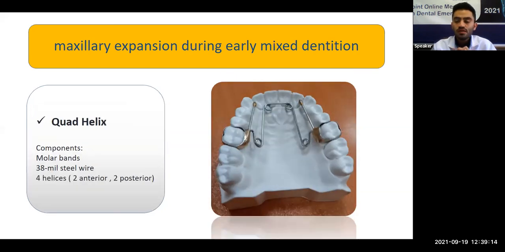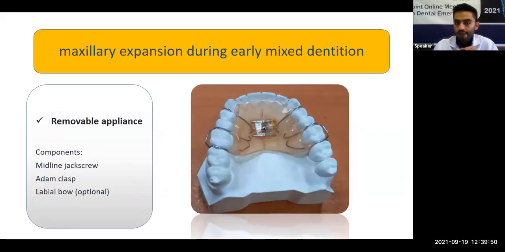Another option is the Quad helix. Quad helix is a more flexible form of the W arch. It has molar bands again on first permanent molars, 4 helices, 2 anterior, 2 posterior, and 38 mm steel wire, which is connected by welding to the palatal side of the molar bands. The 2 helices on the anterior side are bulky enough to serve as a reminder for patients who have a finger sucking habit. The extra wire incorporated in this structure gives a slightly greater range of activation than the W arch, but the force level of these two appliances is the same. The clinical process is the same as the W arch.